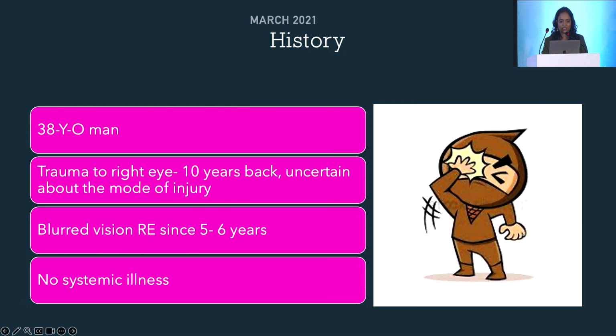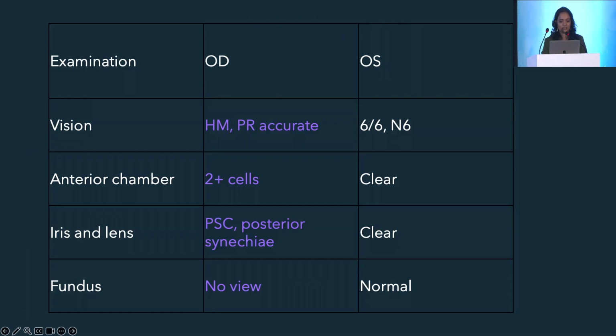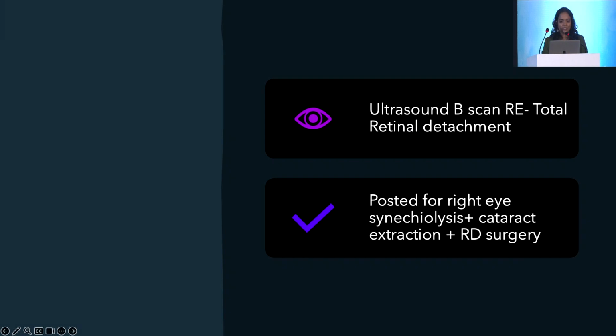This is the second challenging case which I saw in 2021, 3 years ago. This is a 38-year-old man with trauma to the right eye 10 years prior, uncertain about the mode of injury. He had neglected this eye and had blurred vision since 5 to 6 years. The vision was only hand movements, and there was a posterior subcapsular cataract with posterior synechiae. The ultrasound was done, which showed a total retinal detachment. This patient was posted for right eye synechiolysis, cataract surgery, and RD surgery.